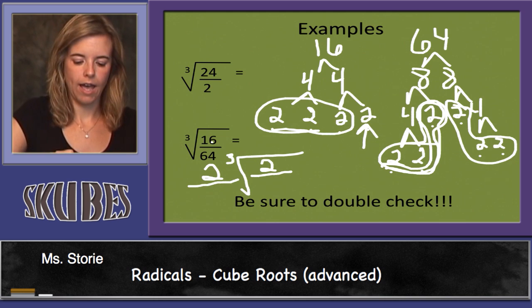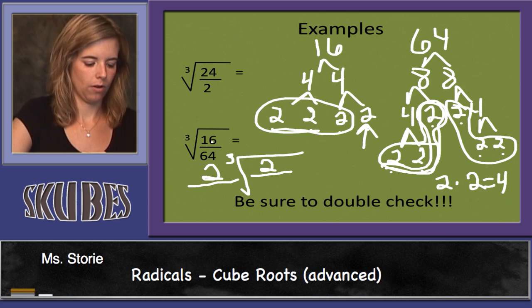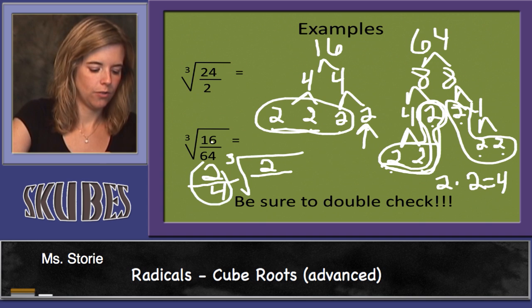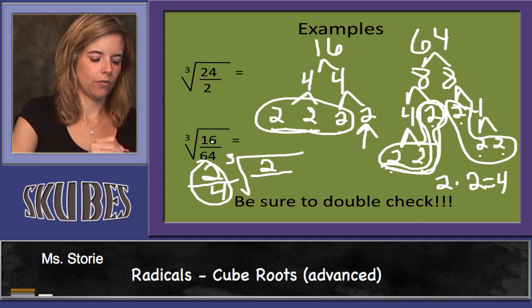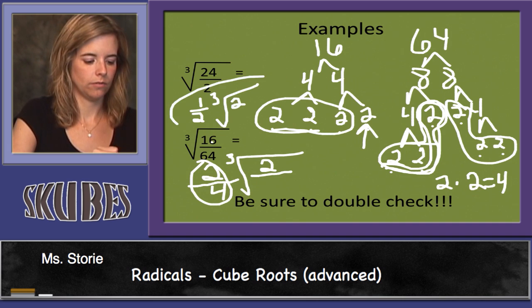But over here, I had my 1 group of 2s and my 2 group of 2s, so that's going to be 4. Now we could stop there. However, if you notice, 2/4 can be reduced. So your final answer would actually be 1/2 cube root 2.